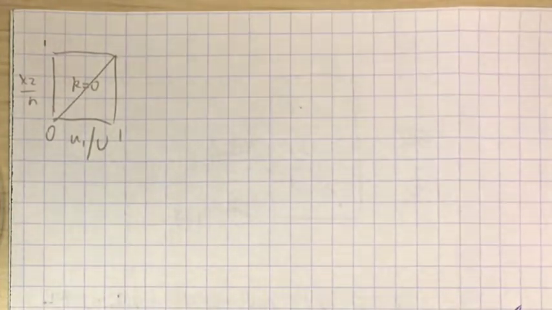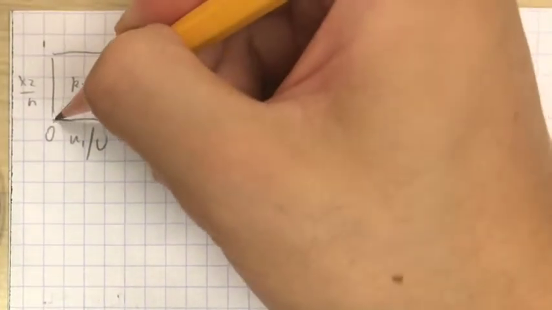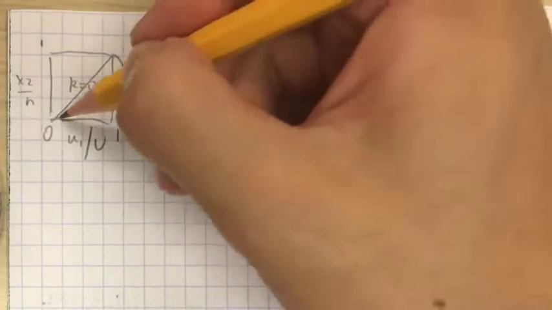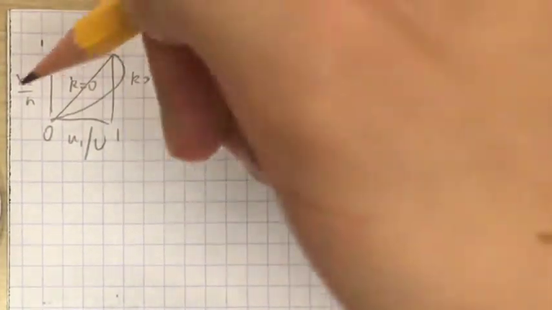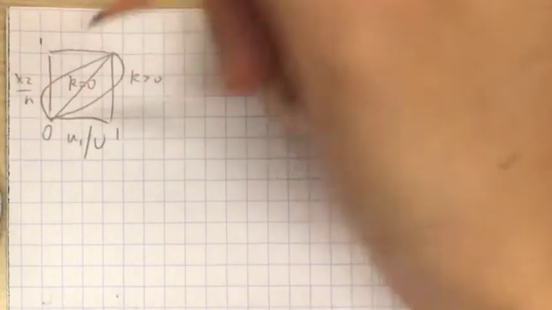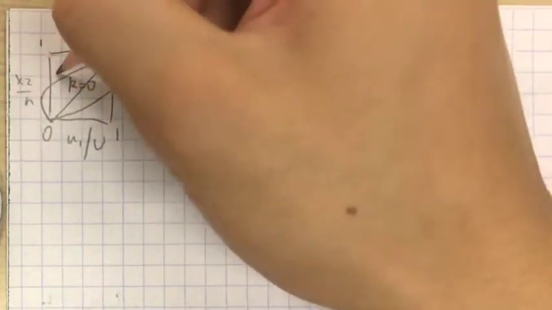But when k is bigger than 0, then the pressure is a proportion. So the profile will look like this, right? This is when k is bigger than 0. Contrary to this, if k is smaller than 0, then the flow is hindered.